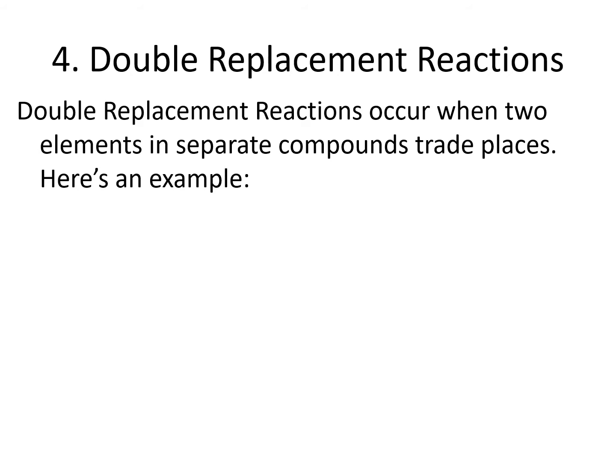So a double replacement reaction is just like a single replacement, except that we don't have any elements by themselves. Instead, two of the elements from two different compounds are going to trade places. Here's an example. Silver nitrate can react with potassium chloride.